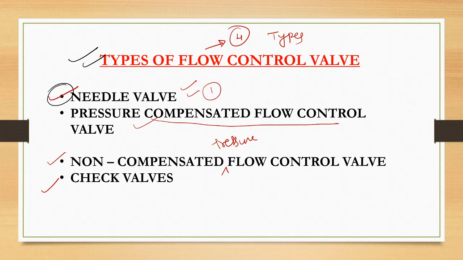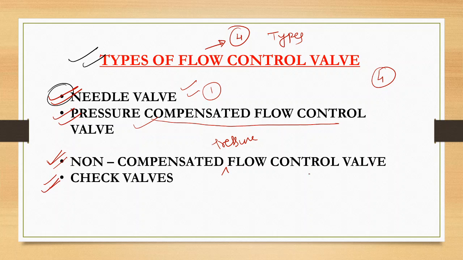The first is needle valve, next is pressure compensated flow control valve, the third one is non-pressure compensated flow control valve, and the fourth one is check valves. So these four types you should remember. Now we are going to see these four types of flow control valve in quite detail, with the diagram, with the working, and each and everything that is required in flow control valve, guys.